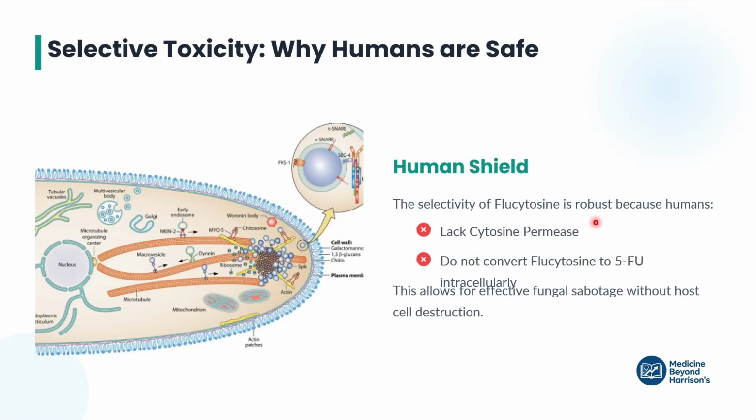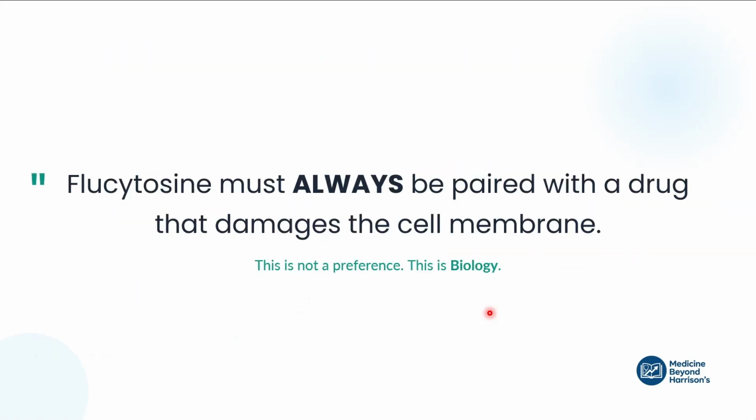Selectivity of flucytosine is robust because humans lack cytosine permease, so it does not enter the human cell, and it does not convert flucytosine to 5-fluorouracil intracellularly. So this allows for effective fungal sabotage without host cell destruction. This is one good thing about this drug, that it is safe to humans.